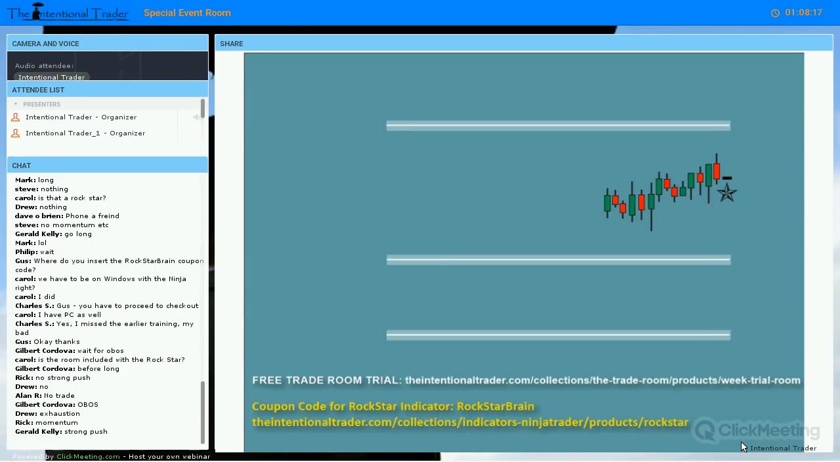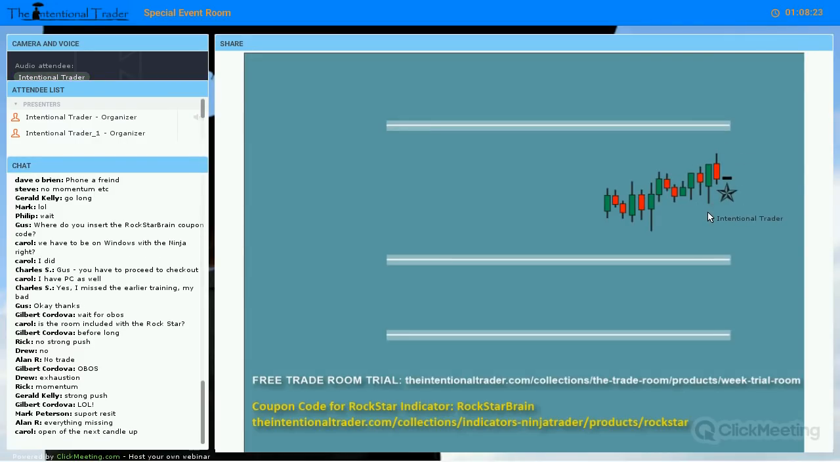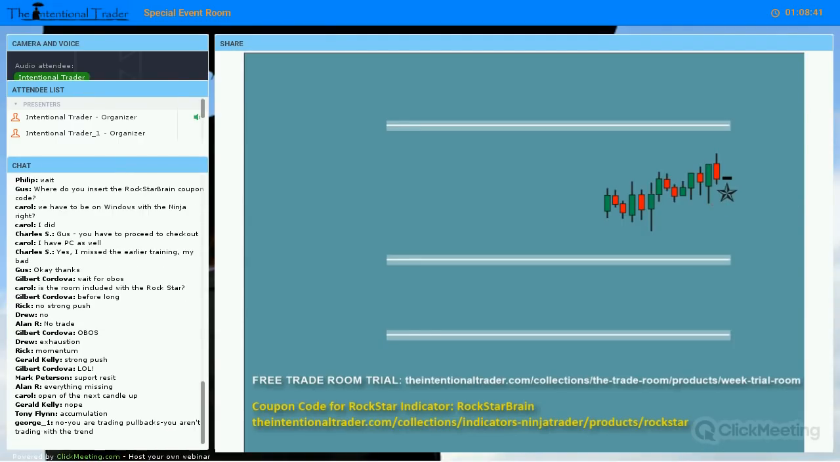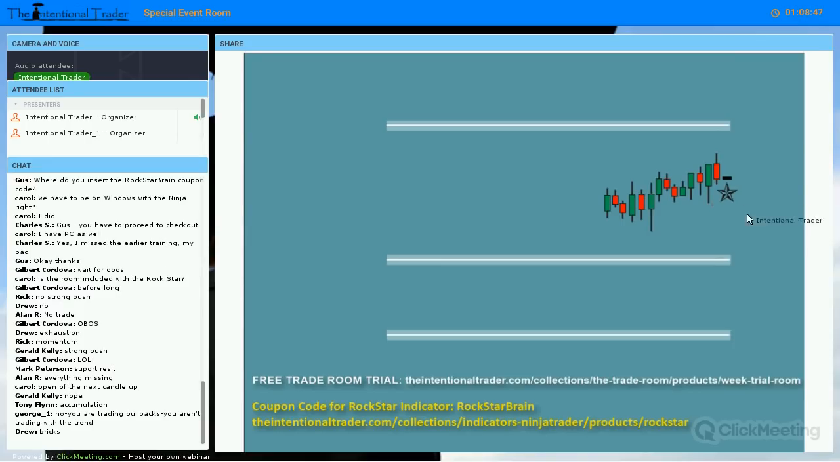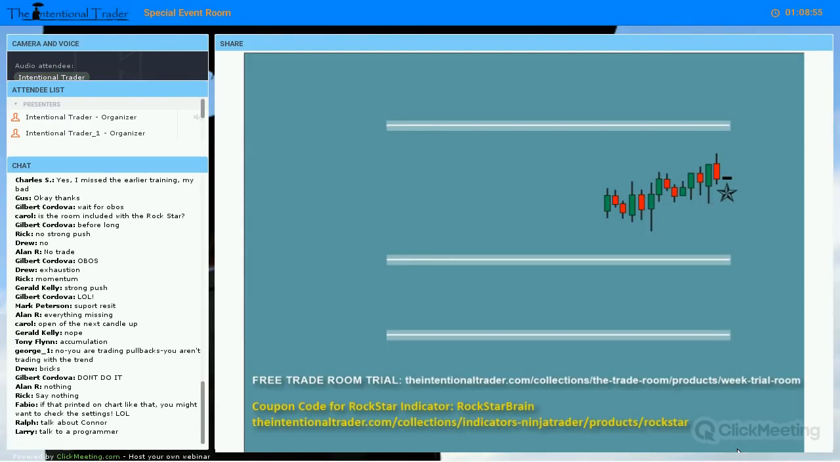There you go, Gerald. Strong push. Do you see a strong push here? Alan's right. Everything is wrong here. If I were in the trade room and this happened, what are you likely to hear from me if I come on the microphone or not? What am I likely to do? I'm probably going to say nothing. There you go, Alan knows. It's going to remain totally quiet because this is not a trade setup.